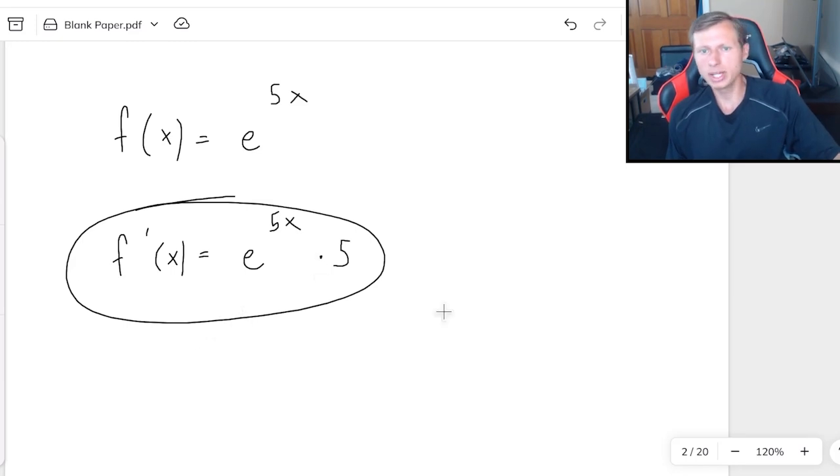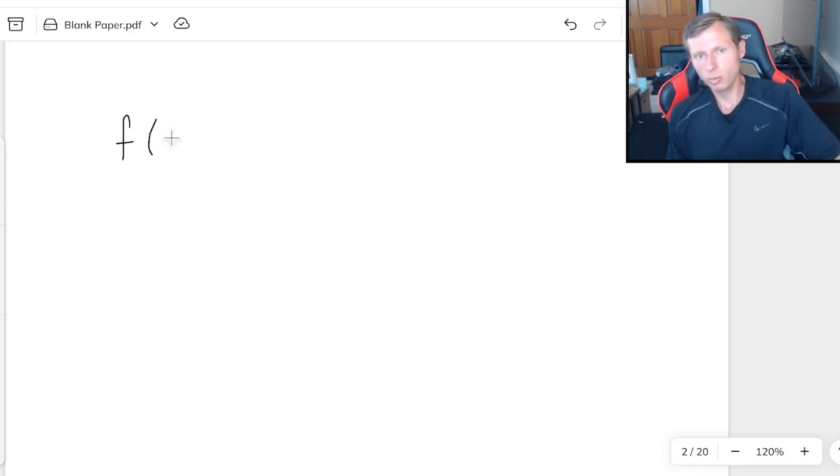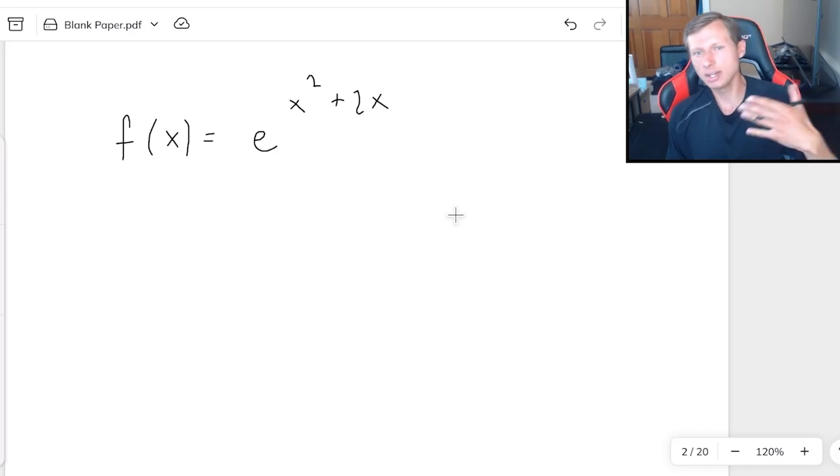And if you don't like writing it like this, and instead you want to write it as 5e to the 5x, then that's absolutely okay. You can do that. It's the exact same thing. So then, why don't you try this one on for size? F of x equals e to the x squared plus 2x. Go ahead, give this a try on your own. If you get stuck, then watch the solution for how I do it.